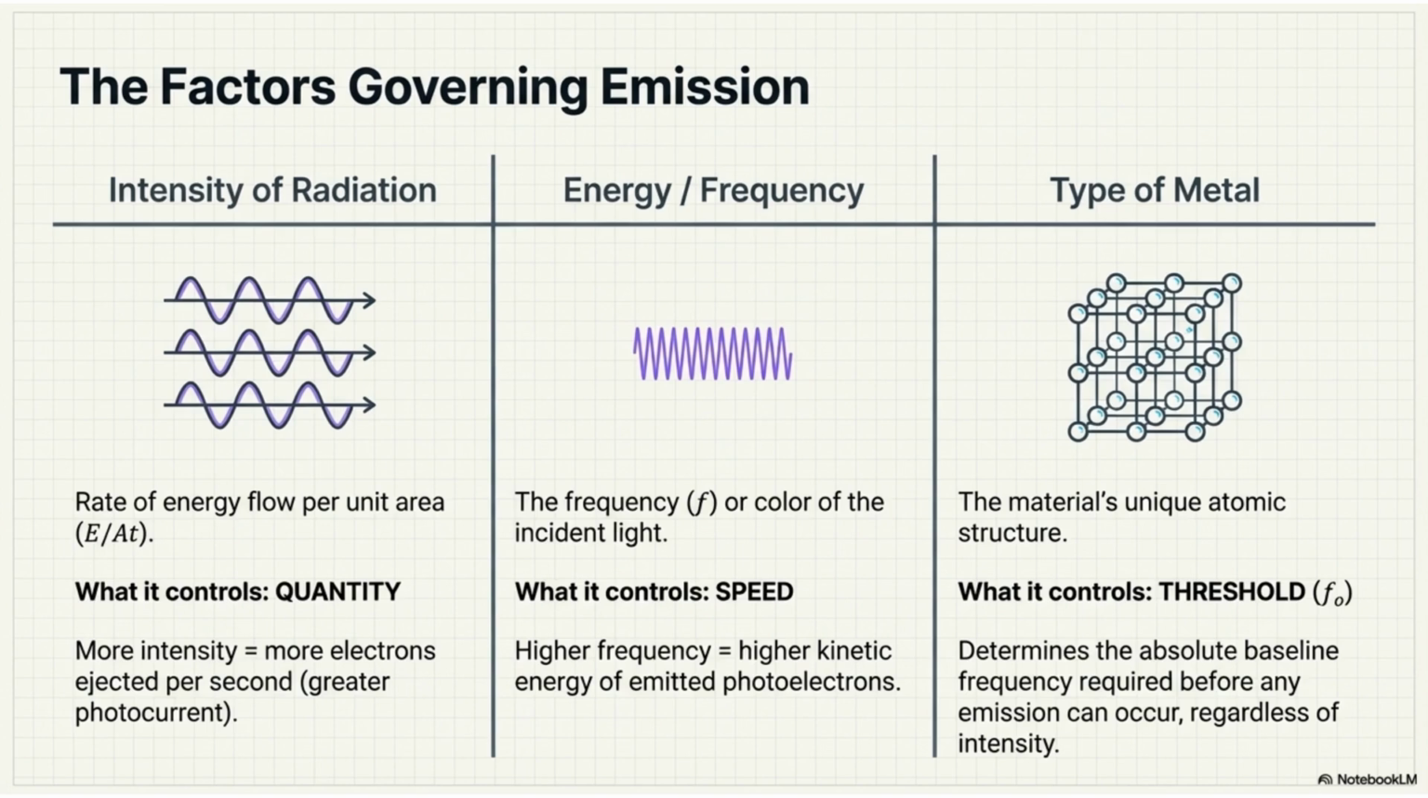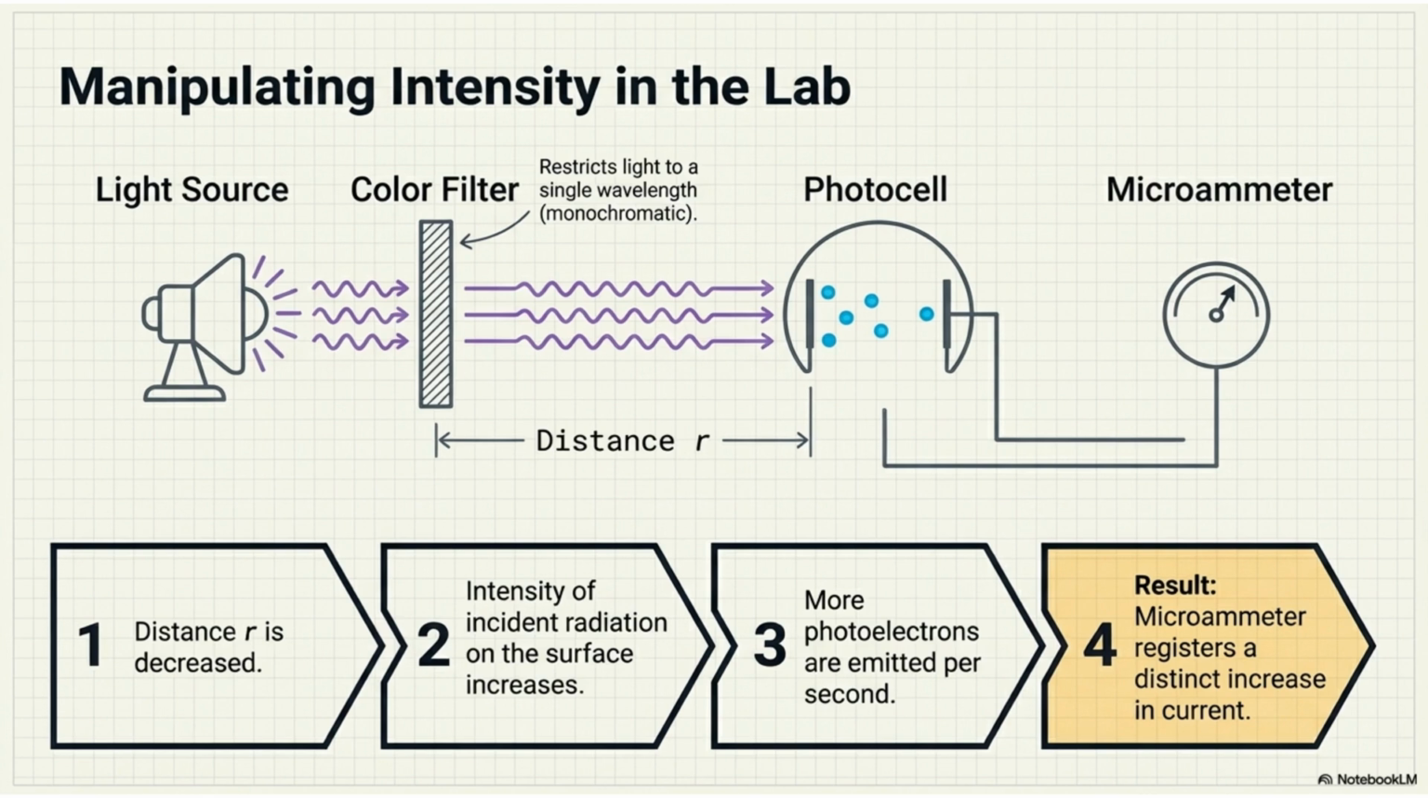Three main factors govern emission: the intensity of radiation, which controls the quantity of ejected electrons, the energy or frequency, which controls the speed, and the type of metal, which determines the absolute frequency threshold. In the lab, intensity is manipulated by adjusting the distance between the light source and the photocell. Decreasing the distance increases the intensity, causing more photoelectrons to be emitted per second, which increases the current.